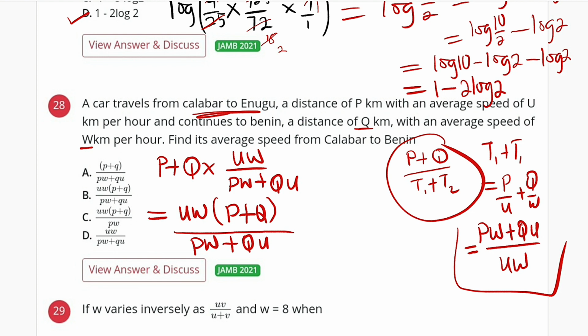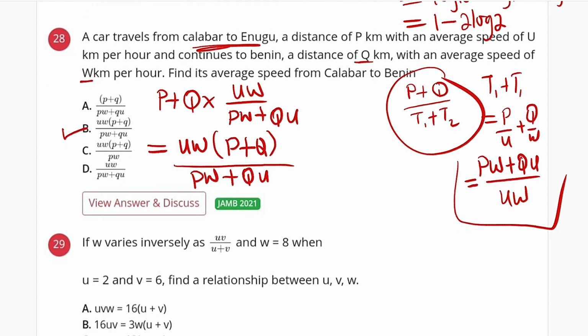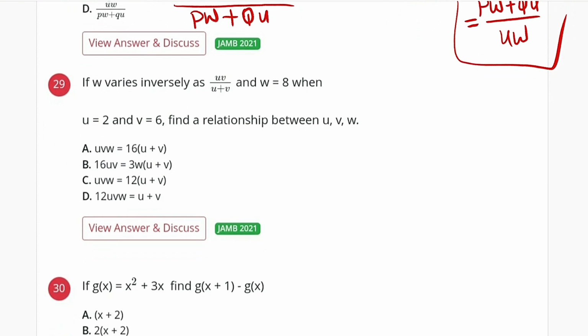And we can check in the options. I think it is option B: UW multiplied by P plus Q divided by PW plus QU. All right, we are done with this. We move to question number 29.